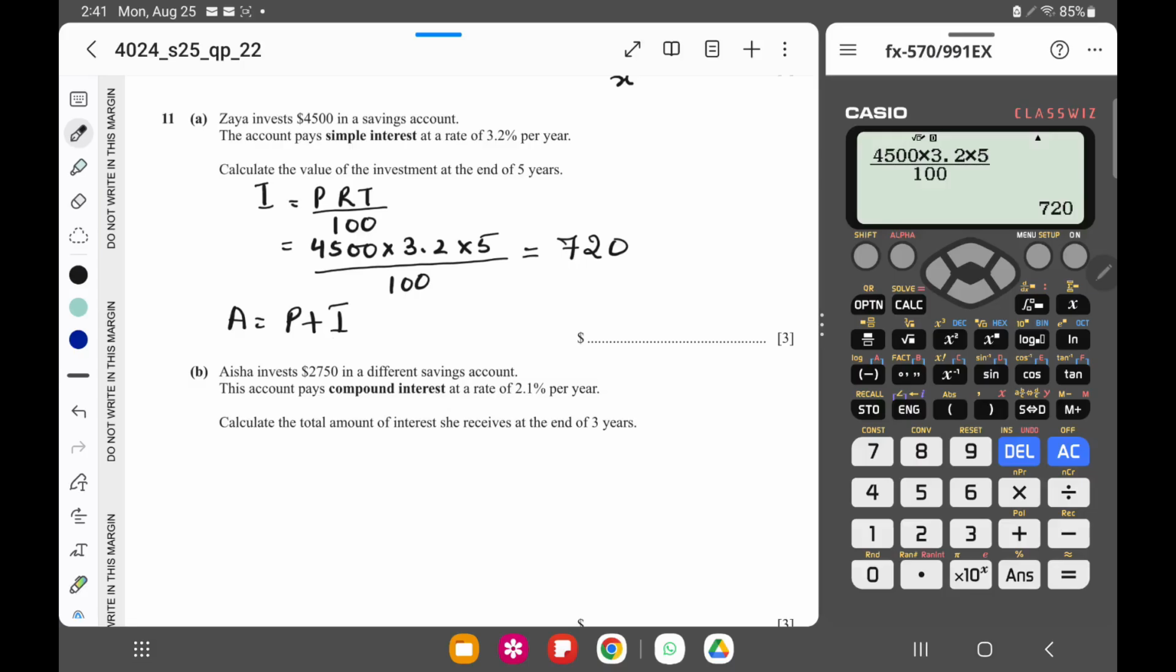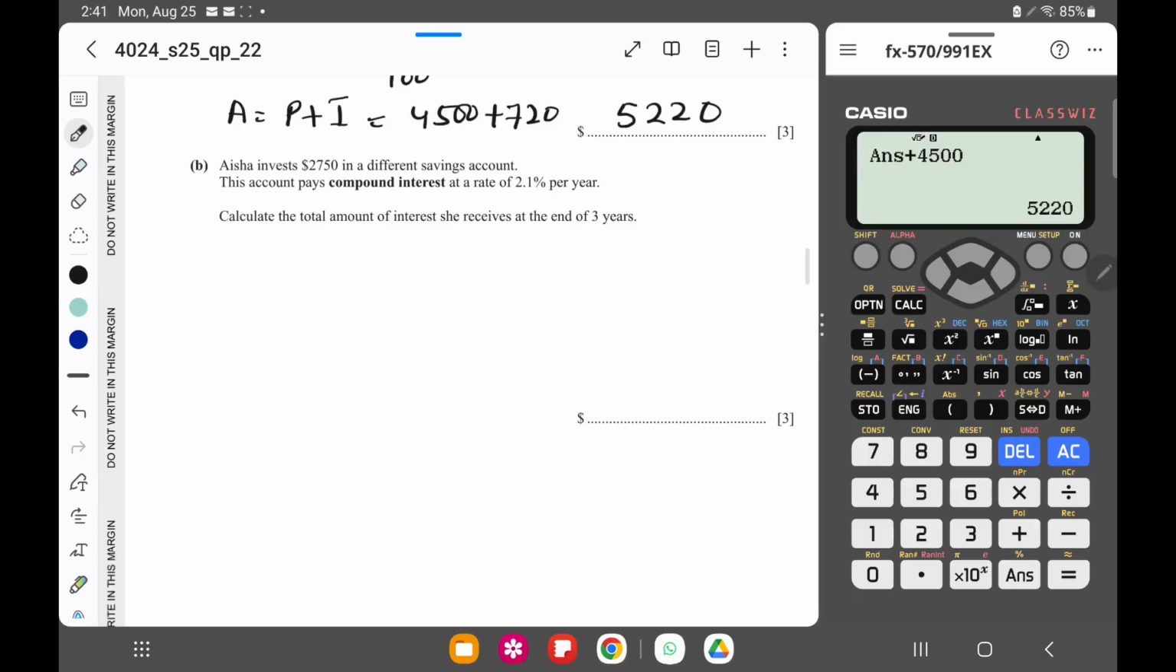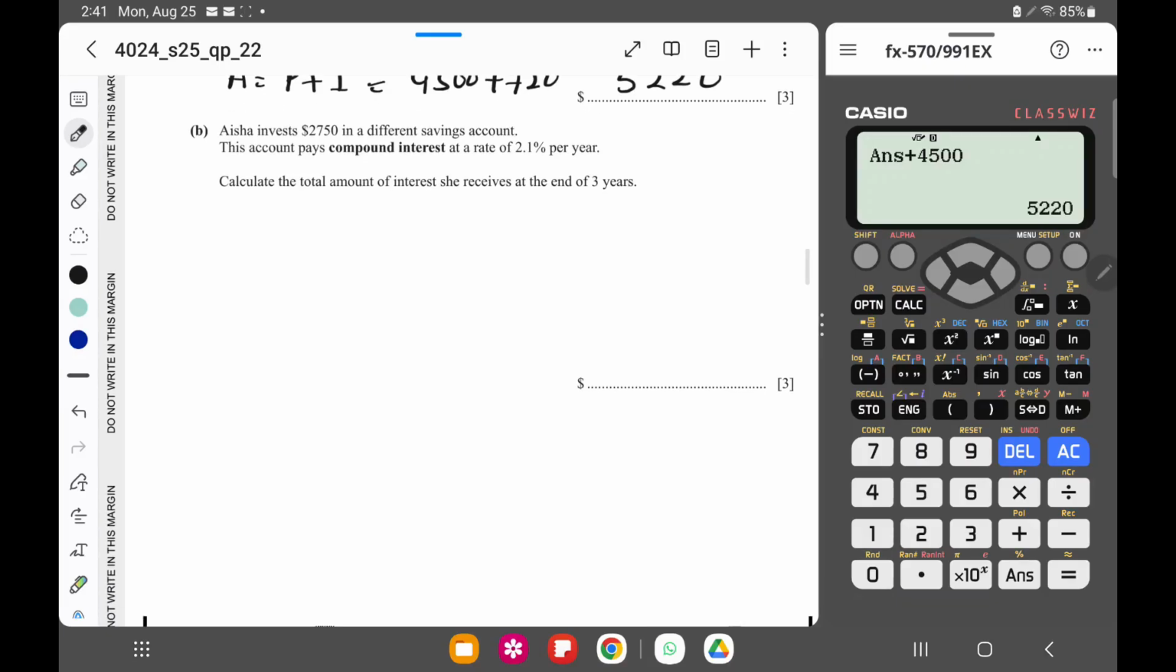The question is of 3 marks. If you don't add it, then you won't get 3 marks. So the principal is 4,500 and the interest is 720. Then you will be getting 4,500 plus 720, that equals $5,220.